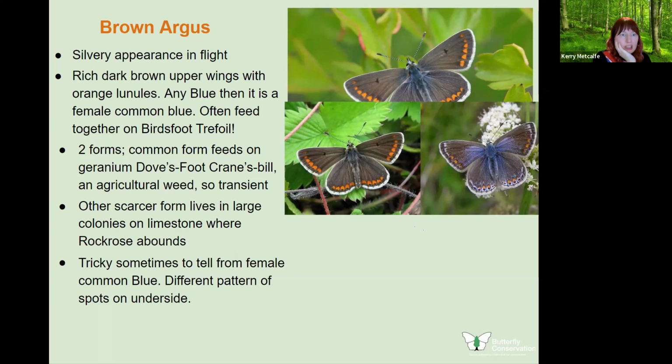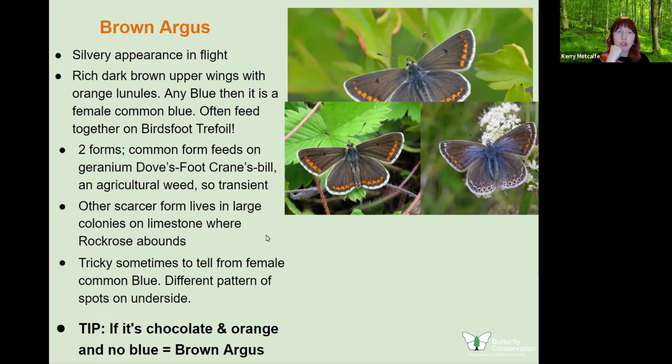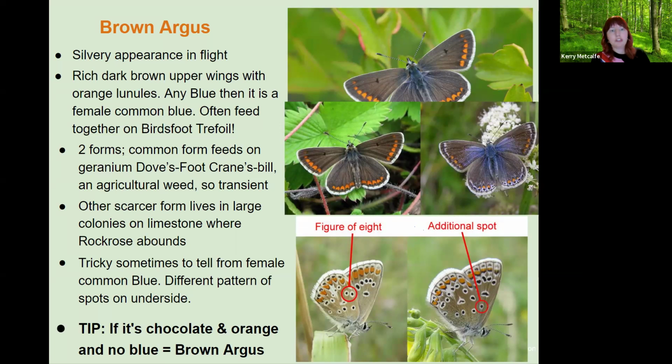So yeah, as Nick says, you'll see a fantastic comparison there, where the Brown Argus on the left, definite blue of the female common blue on the right. So your top tip for differentiating the Brown Argus from the common blue is if it looks like the specimen on the left, if it's chocolate and orange, and has no blue, it's a Brown Argus, and if it's got that hint of blue, it's a female common blue. But if you can get close enough to see the underwing, it's a really nice way of telling.